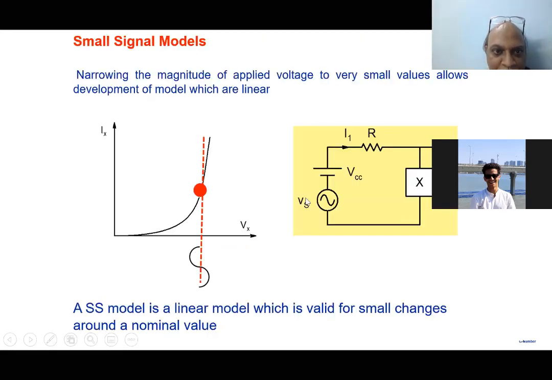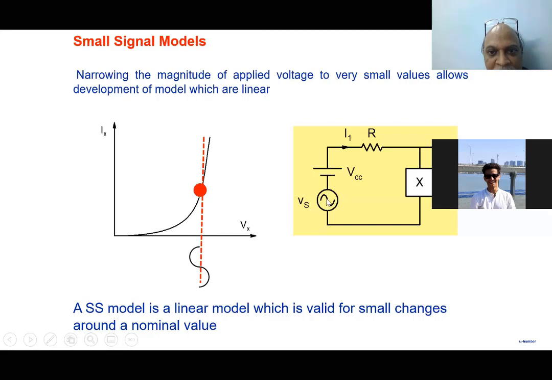So note that what we are doing is the following. This is a nonlinear element, just like a diode that we talked about. And we are saying that there is already a DC voltage and a DC current flowing through that element X because of this VCC and R and all that you see here. So the element X is operating at this particular place here.